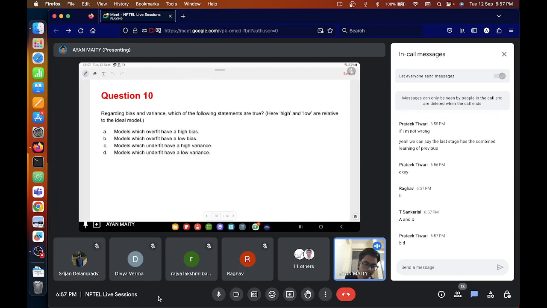Raghav is saying option B, Shankarlal is saying A and D, Pratik is saying B and D. Okay, so I have got 3 different answers from 3 different persons.